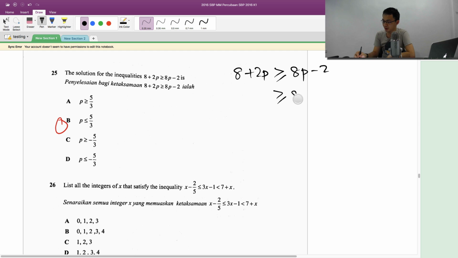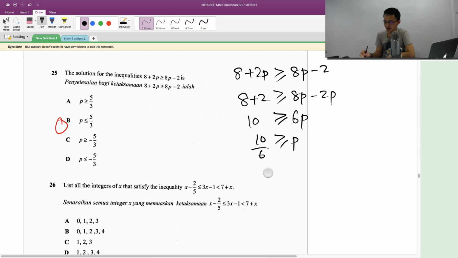I will group the P together, and then group the two numbers together. This is 10, this is 6p. So p is basically less or equals to 10 over 6, which is 5 over 3. Less or equals to 5 over 3, answer is B.